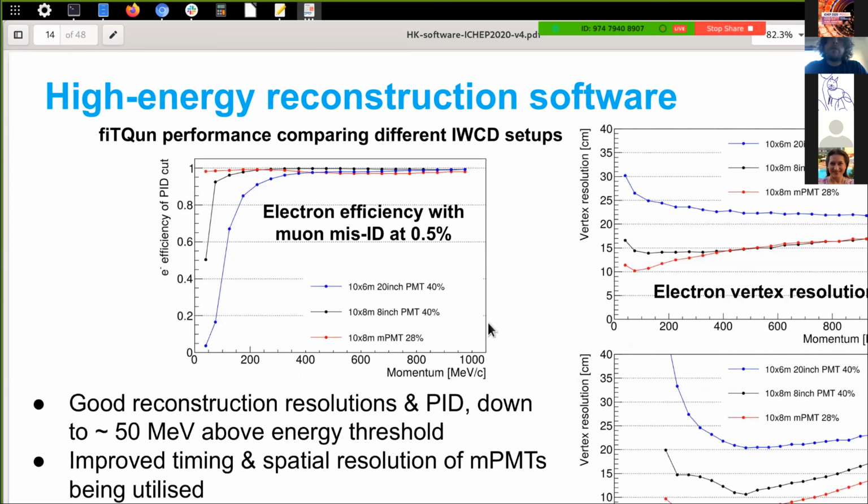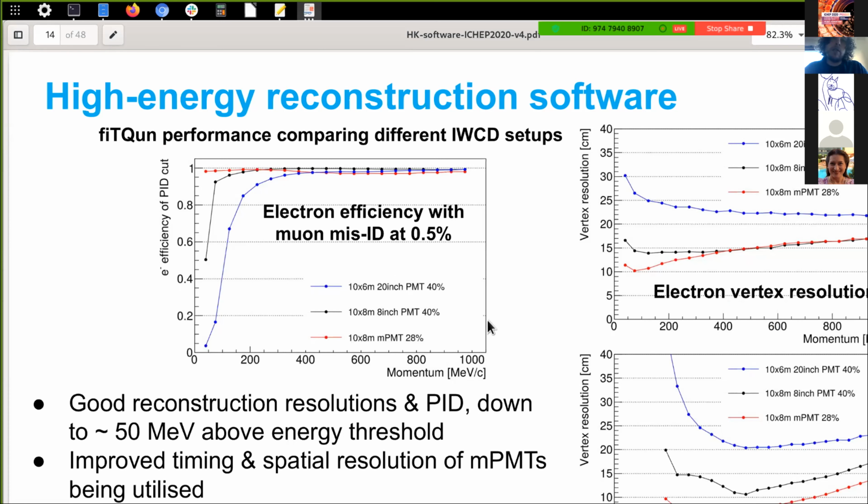Also looking at the intermediate detector, we can start to do some more of these detector optimization studies. So here we're looking at different designs for the intermediate detector using either 20-inch PMTs, 8-inch PMTs, or the multi-PMTs. And as you reduce the size of the PMTs, you expect to get better performance, which is what we observe.